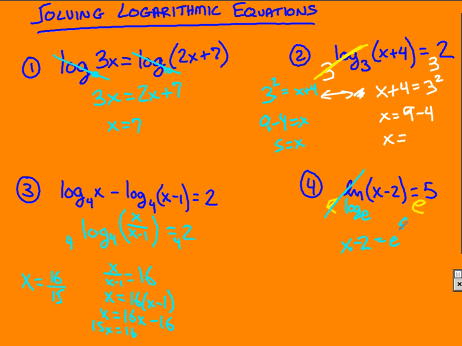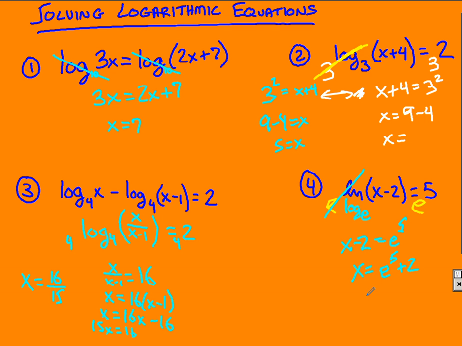Anybody know what e to the 5th is? I really don't care. I'm going to leave it just as e to the 5th, just like I would leave answers of pi as pi. We're more accurate that way. Now how do I get x by itself? I need to add 2 to both sides, so my answer is e to the 5th plus 2.